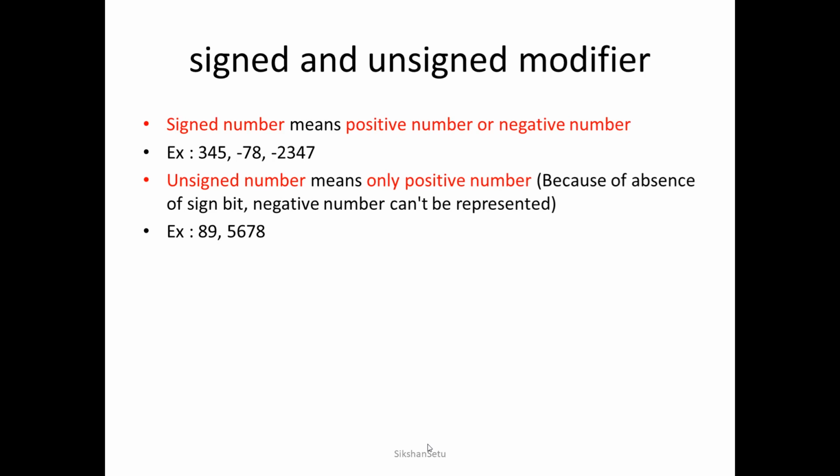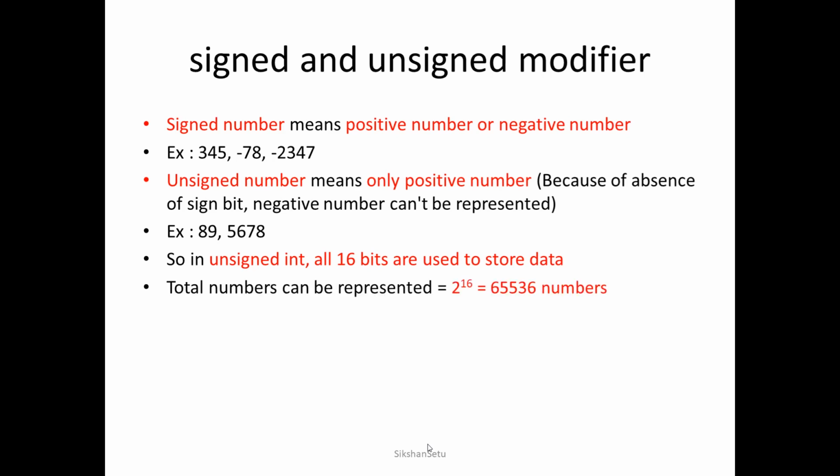So unsigned will not be using any sign, means that all values are by default positive, because to represent a negative number we need to put an explicit sign. But this is named as unsigned. We are not using any sign, so by default these are considered to be positive numbers. So example is 89,5678. Now if we take the example of unsigned integer, then all 16 bits are used to store the data, because we don't have any sign bit.